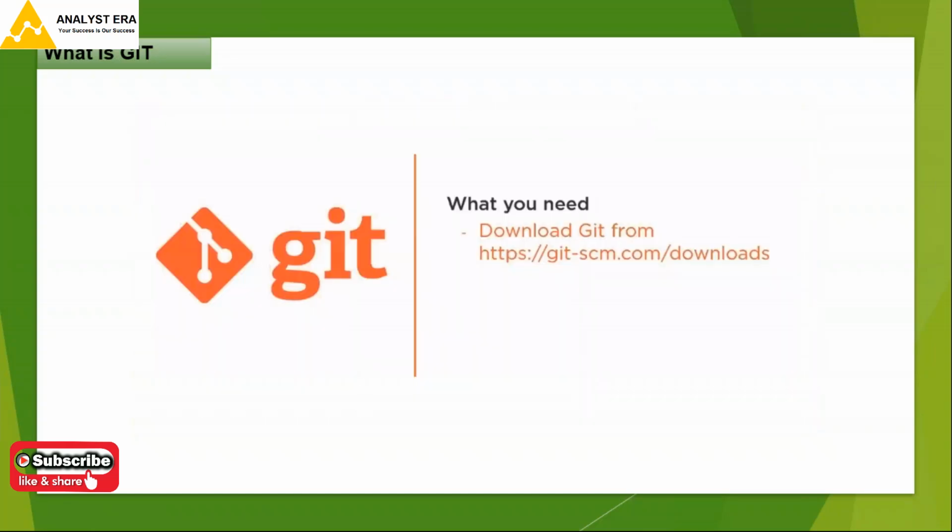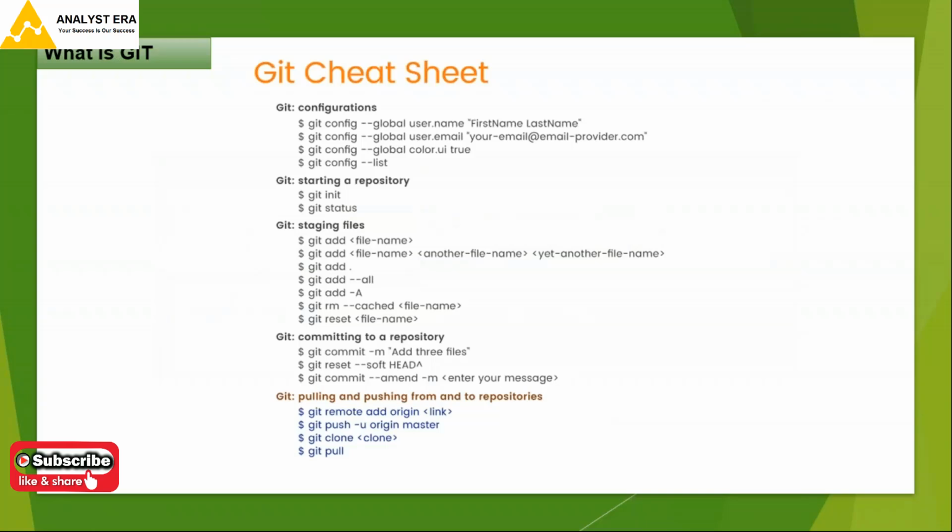Where can I download Git? We have already seen this. I already asked you to download it from the official website. You'll get multiple links. Just go to Git SCM, Source Control Management, git-scm.com/downloads, and download and install Git from there. It's a very famous tool. When you're working with Azure DevOps, you need to work with Git. So that's your cheat sheet.